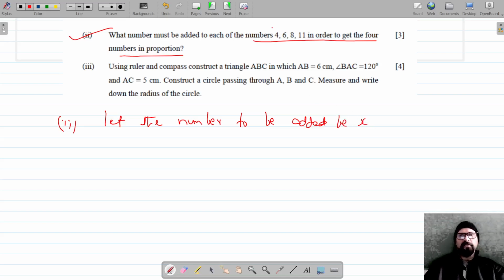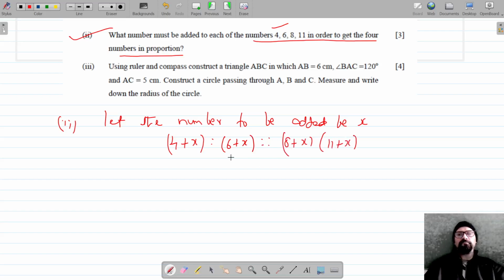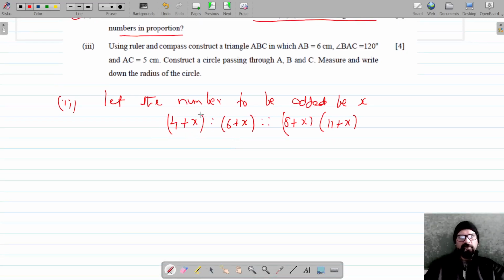Okay, once we add x to these numbers, 4 becomes 4 plus x, and these should be in proportion. That means 4 plus x, 6 plus x, 8 plus x and 11 plus x should be in proportion. This is a good proportion. Now, the product of the extremes is equal to the product of the means.